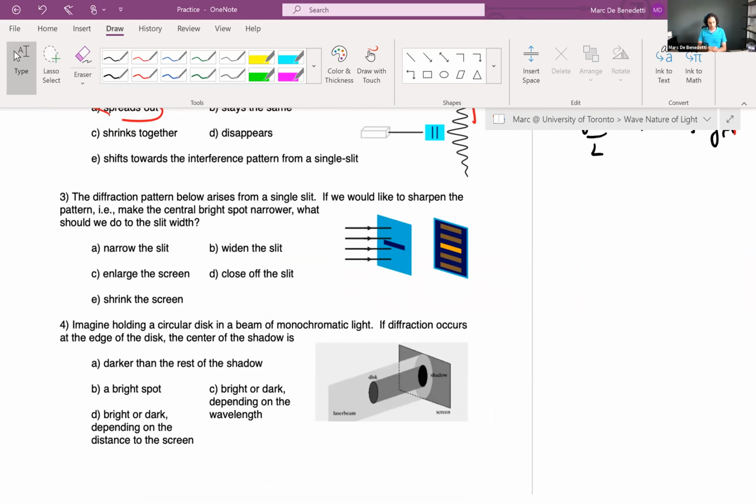Question 3. The diffraction pattern shown below arises from a single slit. So we're telling you that in advance. If we would like to sharpen the pattern, sharpen it meaning making it not so fuzzy, which again in turn means making the central bright spot more narrow, what should we do to the slit width? Should we make the slit width wider? Should we narrow the slit width? Should we make the screen bigger? Should we close off the slit, or should we make the screen smaller? One person says A, narrow the slit. One person says B, widen the slit. So those are opposites.